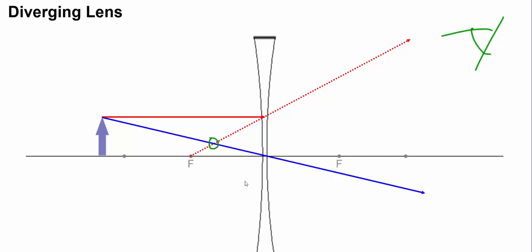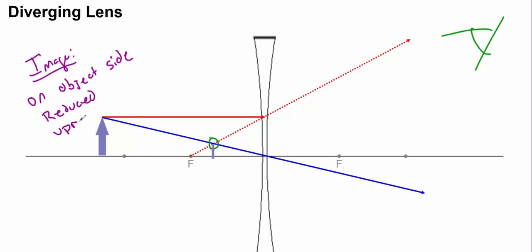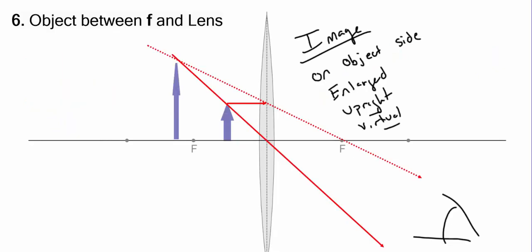Diverging lenses are easy. As long as you remember the rays diverge, you're not going to screw this up. So where's the image? Yep, the image is right there. What is true about the image? Yeah, it is virtual. So let's write what we know. We know the image is, once again, we're not going to say behind the lens. We're going to say on the object side. It is indeed reduced. It is upright. And it is virtual.